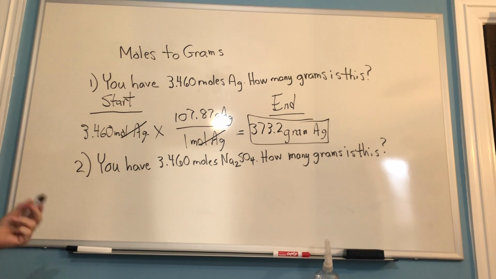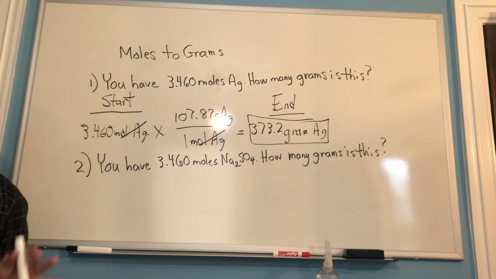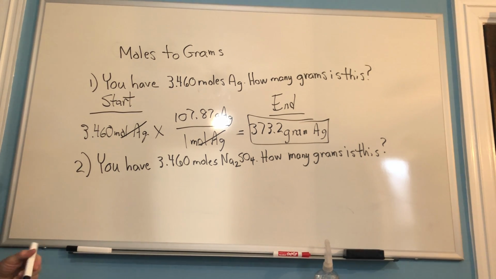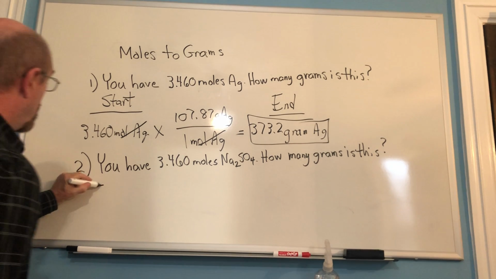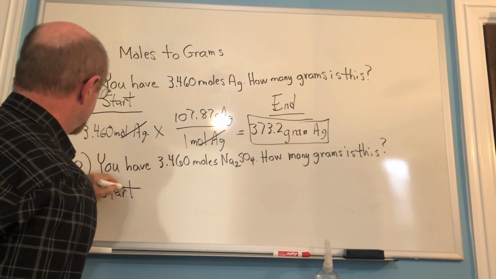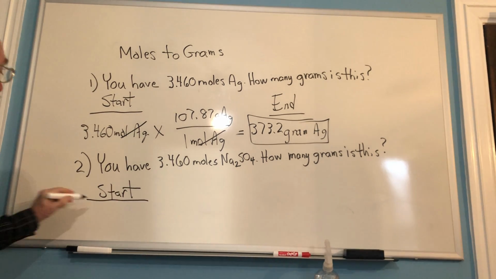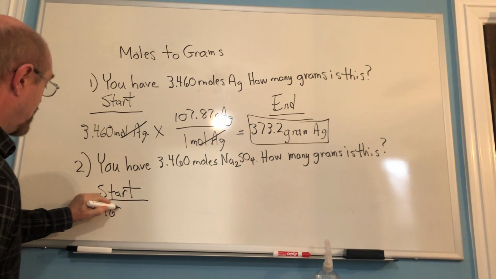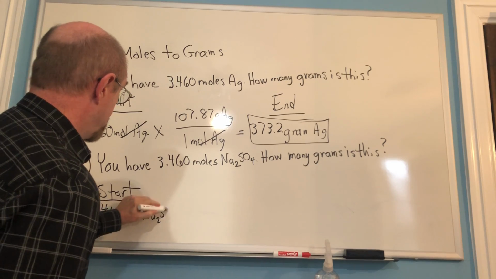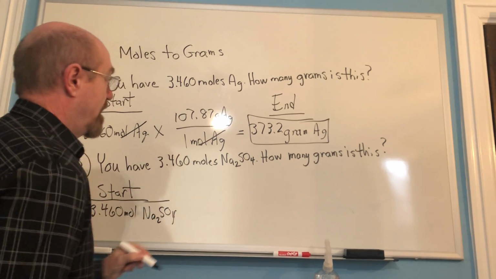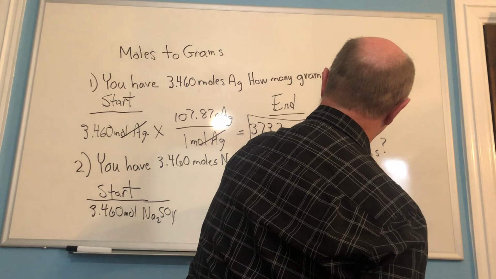Now, in the second one, we're just starting with the same number of moles, but now we're starting with a compound. With a compound, you have to figure out the molar mass of the compound as part of it. So again, let's do our start and end, and then we'll figure out what the molar mass is, and then we'll set it up and solve it. So starting, in this case, is again 3.460 moles, but now it's sodium sulfate. And our end is going to be grams of sodium sulfate.